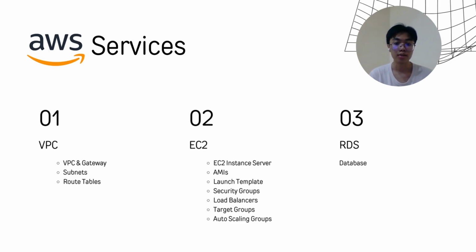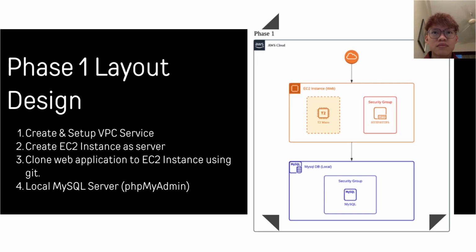Then we have set up the launch template for the config and also the security groups for the protocols, and also the load balancer for the traffic handler, and the target group and auto scaling group as well. For the RDS, we have used it to set up the database as well. Now I'll pass to Kaibe to introduce each step of the phases.